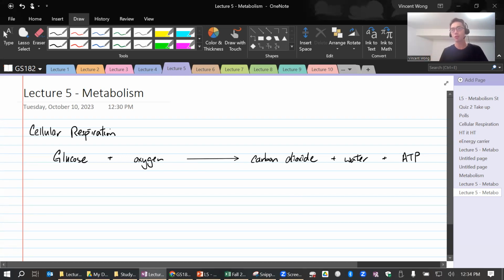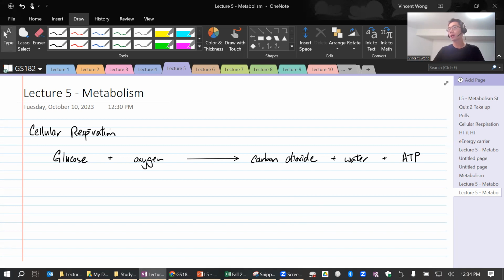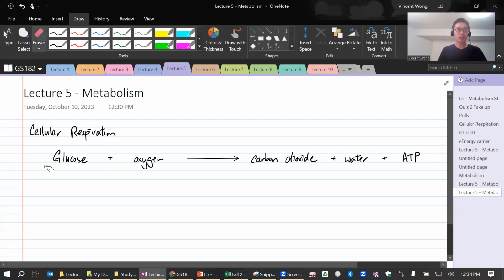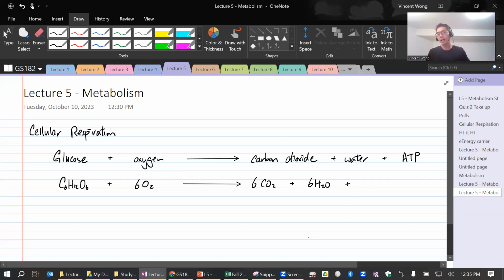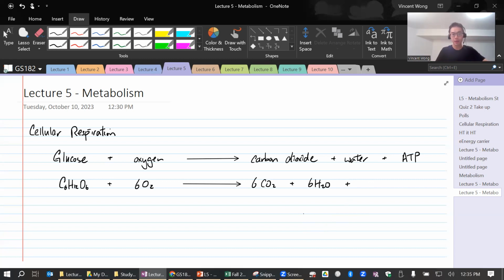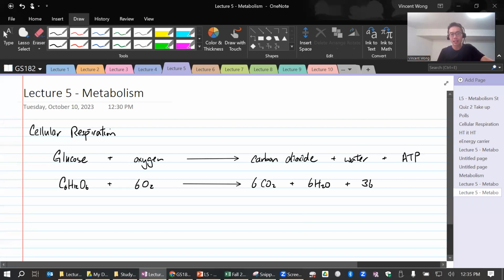I'm sure you learned in chemistry, you can represent an equation using words or using chemical formulas. So for glucose, it would be C6H12O6 plus 6O2. We have to balance the equation as well to make sure that we have the same number of atoms on both sides of the reaction. And for every glucose that we break down, we can extract enough energy to produce 36 ATP molecules.